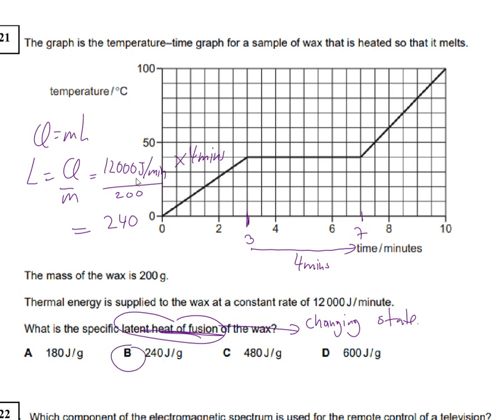Now why did I multiply by 4 minutes? Because the question gives me the number in joules per minute. So joules per minute times 4 minutes. You can see minutes and minutes cancel out. So now I'm left with just joules on the top, and just multiply by 4. Done. Hopefully this makes sense.